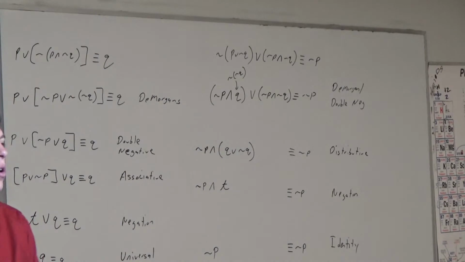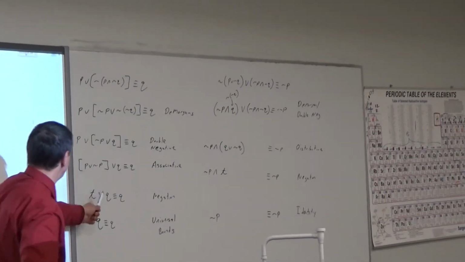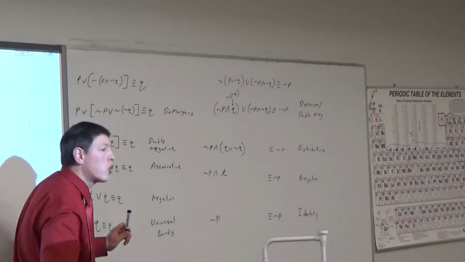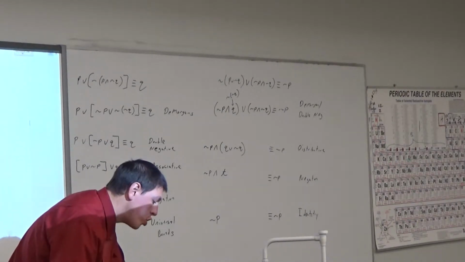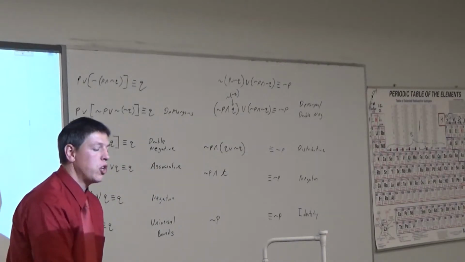Please, sir, going back to the last one, T or Q. On this sheet, it says for universal bounds, P or T equals T. Correct. Wait, why did we use, hold on. Oh, you know what, it should be P or T is equal to P. I'm sorry, make that change on the sheet.